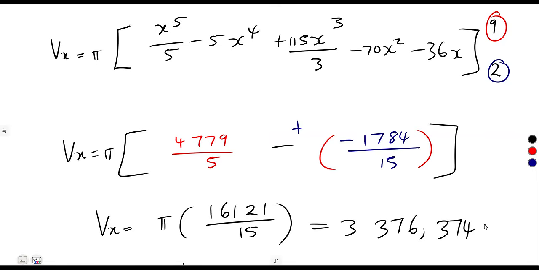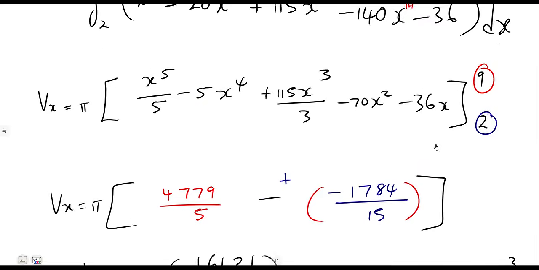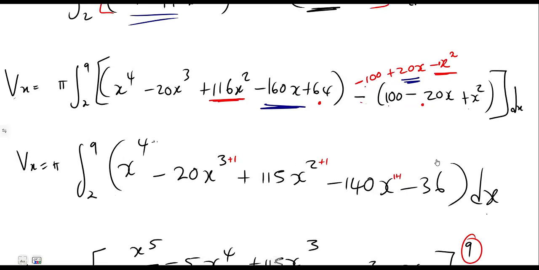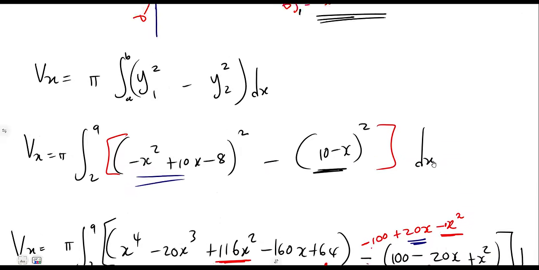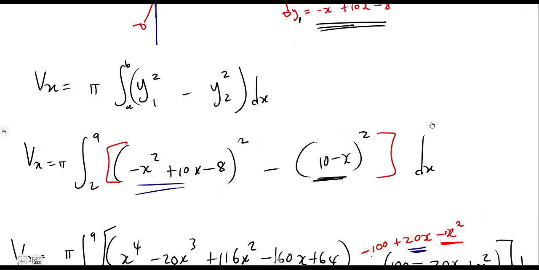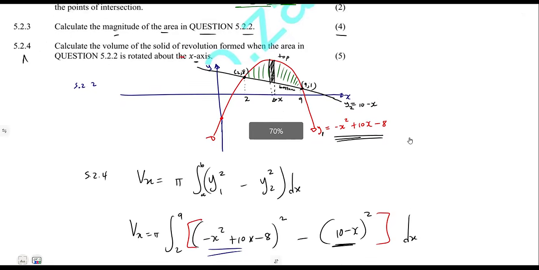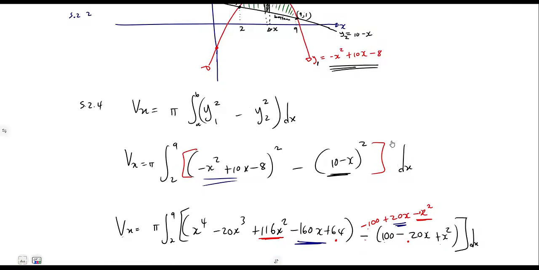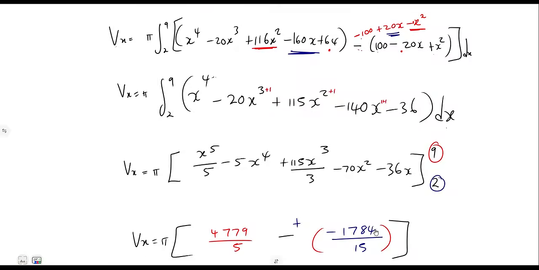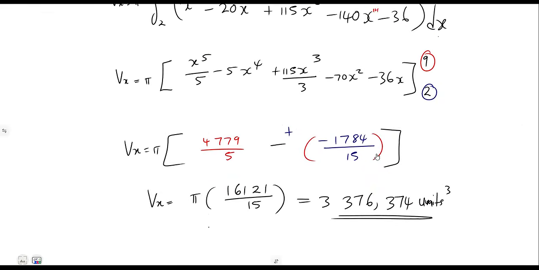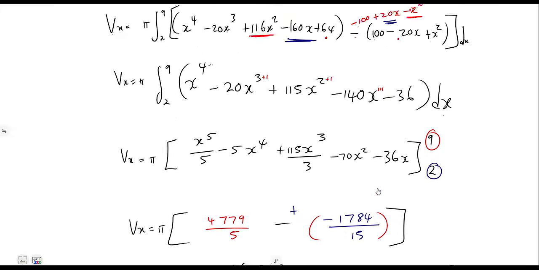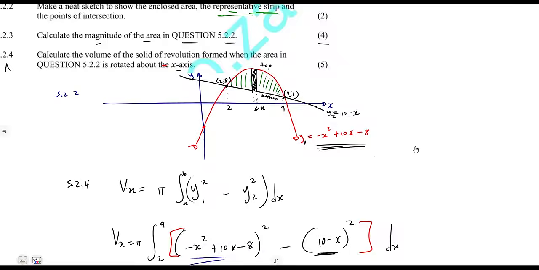Which is the same as 3,376,374, and this is volume in cubic units. We've got the volume there. So simple like that. That is how we can play around with these typical questions. You need just to work out as many questions as you can. It's all about the issue of revision. That's our Vx here. We have got the volume.